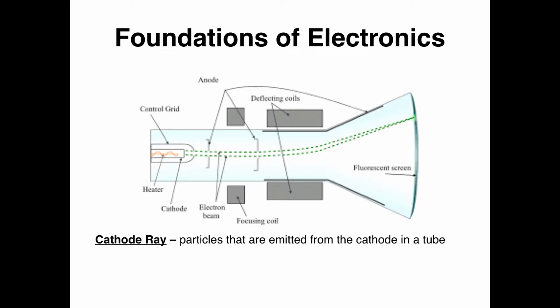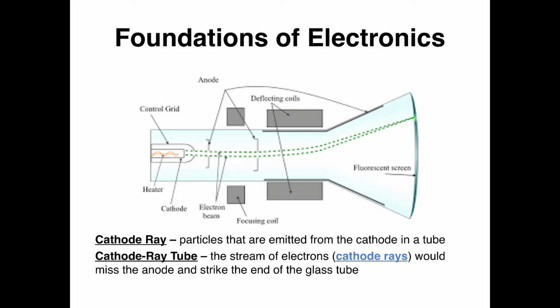In this situation, it actually produces a ray called a cathode ray. These are particles that are emitted from the cathode of a vacuum tube, and the particles that are emitted are electrons. So the cathode emits these electrons and the anode collects them at the other end. A cathode ray tube is a stream of electrons, also called cathode rays, that would miss the anode and strike the end of the glass tube.